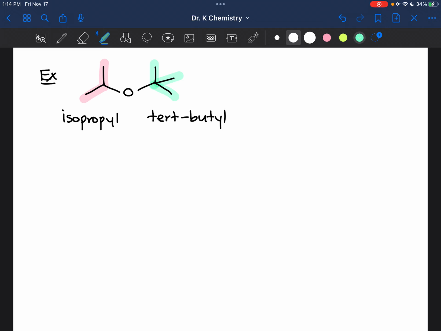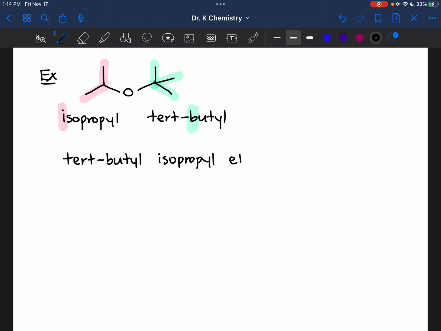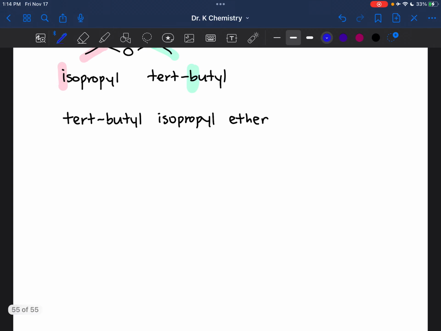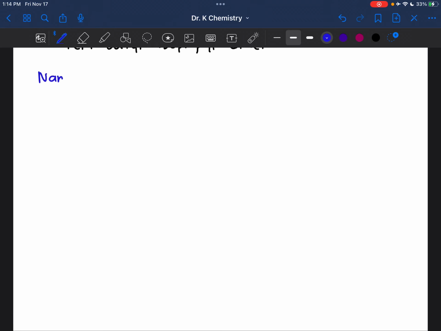And here's where we have to be a bit careful. The prefix tert is not considered when we're alphabetizing. So tert-butyl actually gets alphabetized by B. Iso is included when alphabetizing, so that one gets alphabetized by I, which means that tert-butyl will be listed first. And that becomes tert-butyl isopropyl ether. And that is it. I think the most challenging part here is really just recognizing the different functional groups. Let's name some aldehydes.